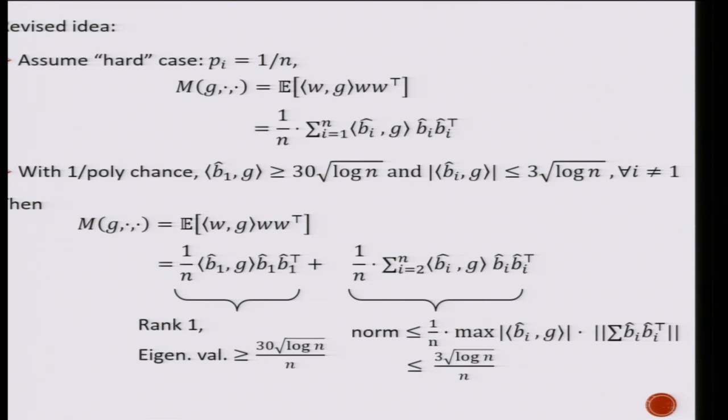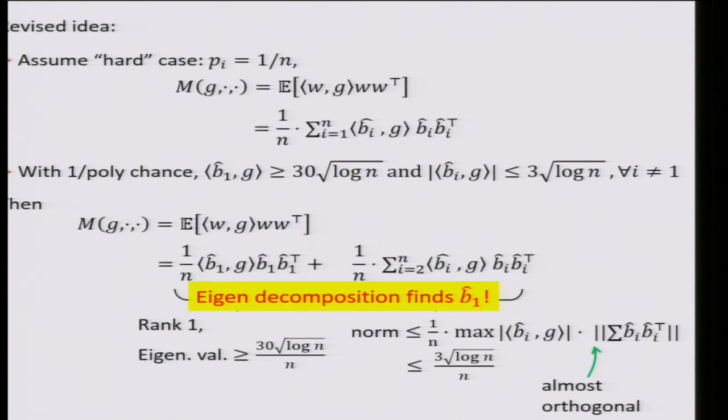And this guy, let's see. So suppose they are almost orthogonal, then it's 1. Then we are done, right? Because suppose this calculation can work, then we are done because the rest of the part has spectral norm only 3 times square root log n over n. So we can do just eigen decompositions over this matrix, and we can take the top eigenvector, and that is going to be close to b1.